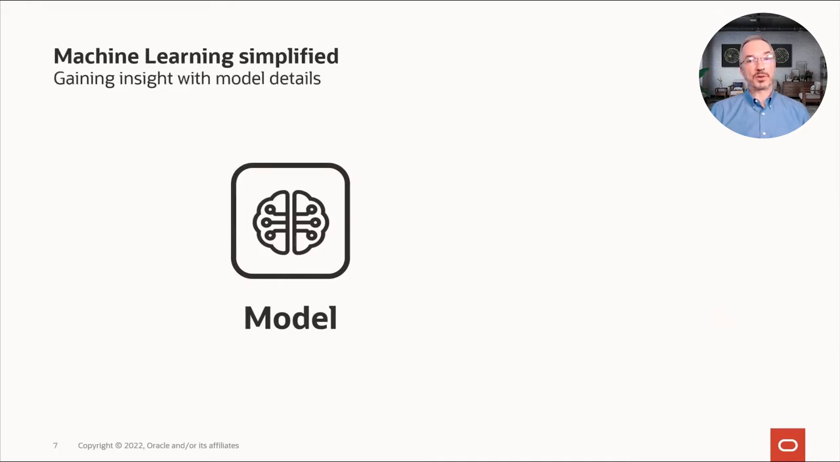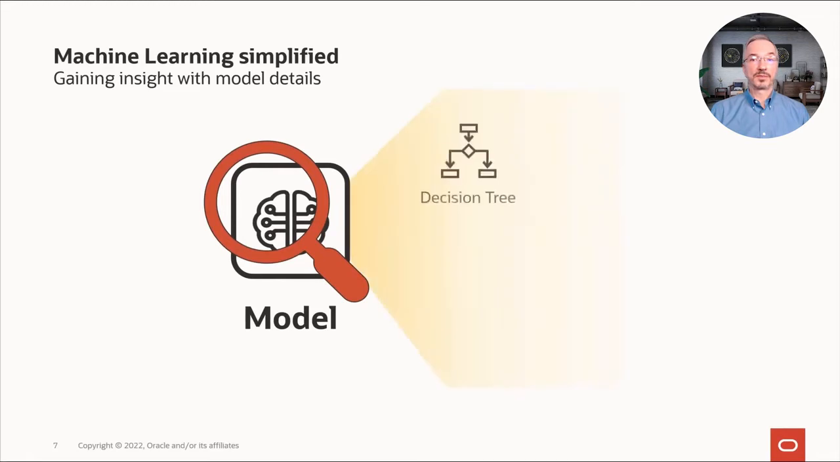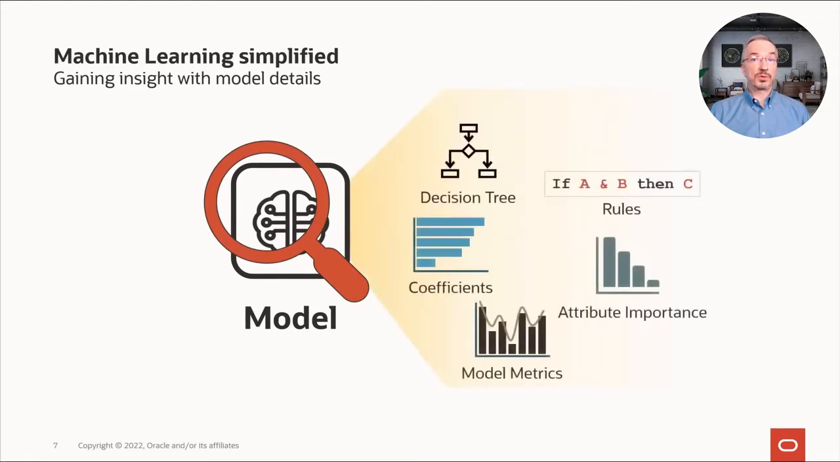Now, the other side of the coin, the or don't part of this session's title, is gaining insights using model details. That is, the patterns themselves that the algorithm discovered and stored in the model. These can be in the form of rules, whether from a decision tree or market basket analysis. Or perhaps we want to understand the relative importance of data provided to build the model. This can be in the form of coefficients or an importance ranking for each data column. There are also a variety of model metrics we can inspect to understand model quality.